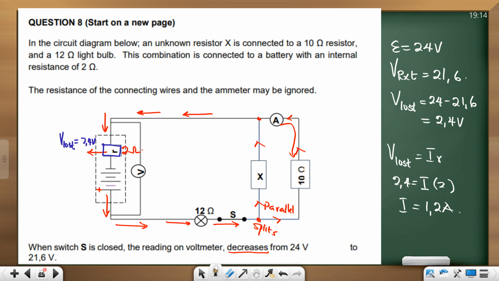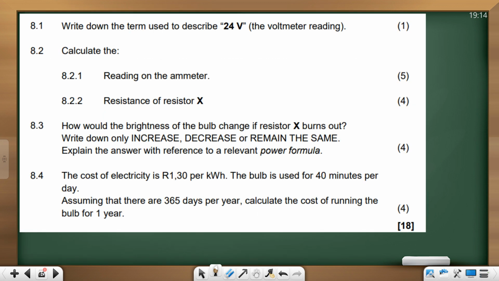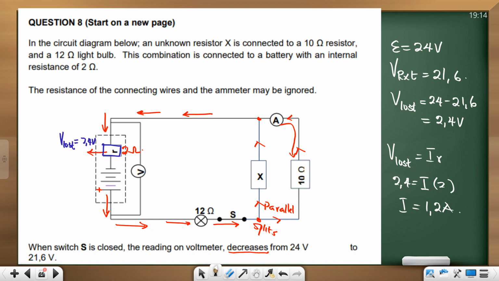All right. But guys, are you okay with what I've done so far? We just want to make life easy and enjoyable. Check the next question. Calculate the reading on resistor X. It's very easy. Follow what you have done already. Do I know current? What's my current?